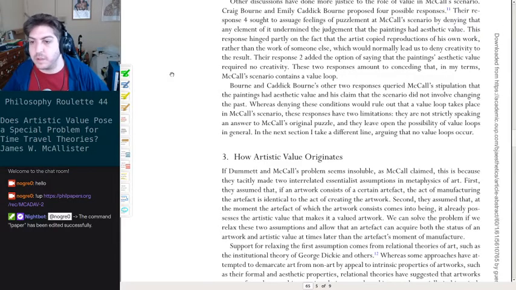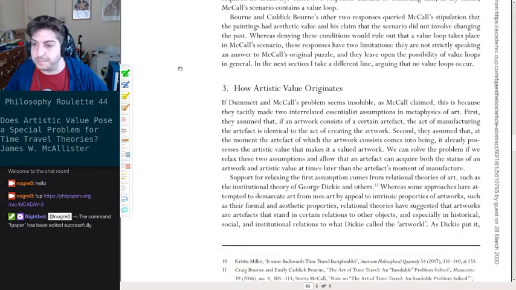Bourne and Caddick Bourne's other 2 responses queried McCall's stipulation that the paintings had aesthetic value and his claim that the scenario did not involve changing the past, whereas denying these conditions would rule out the value loop that takes place in McCall's scenario. These responses have 2 limitations. They are not strictly speaking an answer to McCall's original puzzle, and they leave open the possibility of value loops in general. In the next section, I take a different line, arguing no value loops occur.